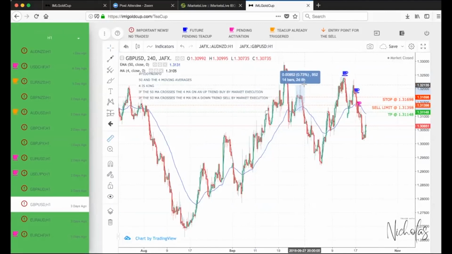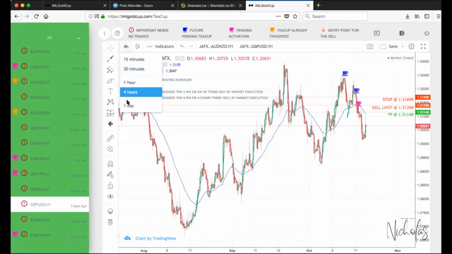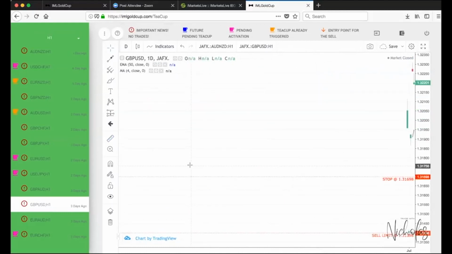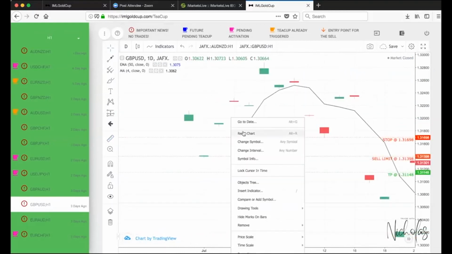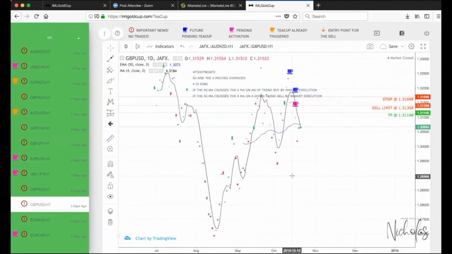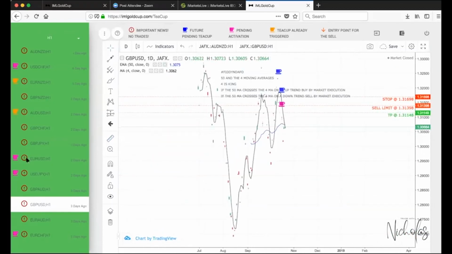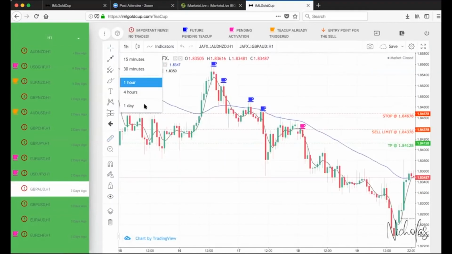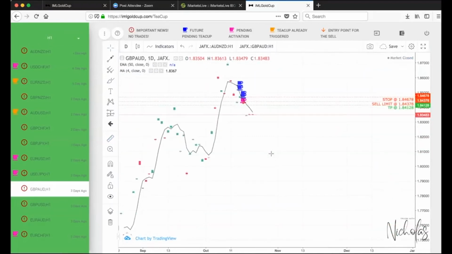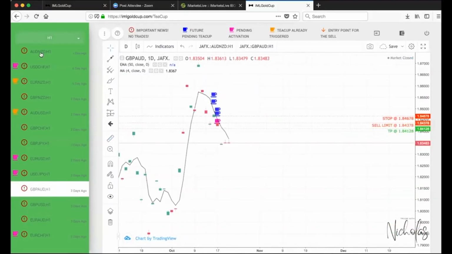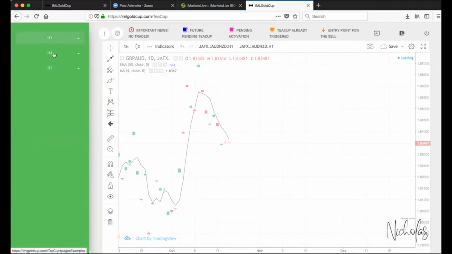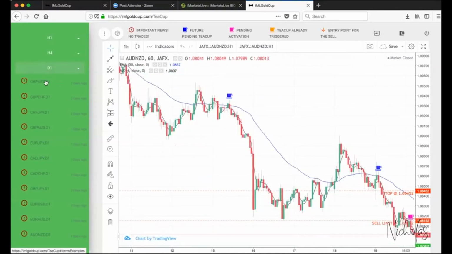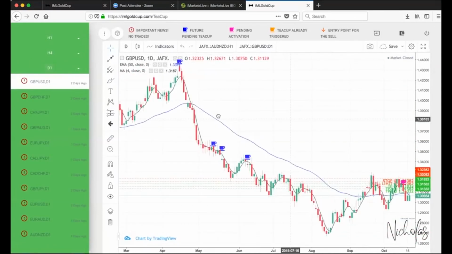95 pips. All right. Now let's go over to the daily time frame. This is where you start to make the big money, guys. This is big money right here. Reset the chart. Go to another pair real quick. What is going on? Hold on. Oh, no wonder. Let me go to daily. Here we go.